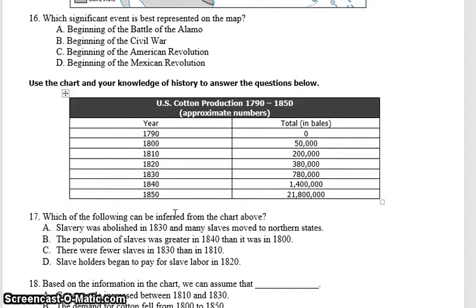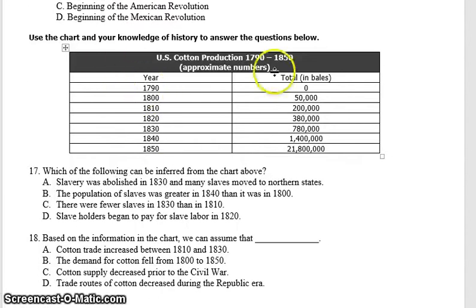Use the chart and your knowledge of history to answer the questions below. We've got U.S. cotton production from 1790 to 1850. So they listed the years on the left, and then the amount of bales produced that year. 17. Which of the following can be inferred from the chart above? A. Slavery was abolished in 1830 and many slaves moved to northern states. B. The population of slaves was greater in 1840 than it was in 1800. C. There were fewer slaves in 1830 than in 1810. Or D. Slaveholders began to pay for slave labor in 1820.